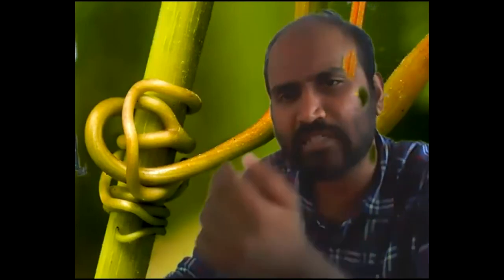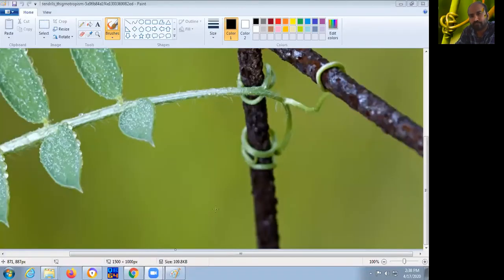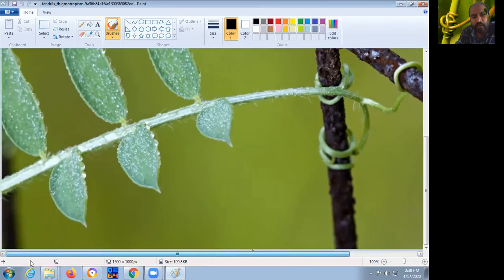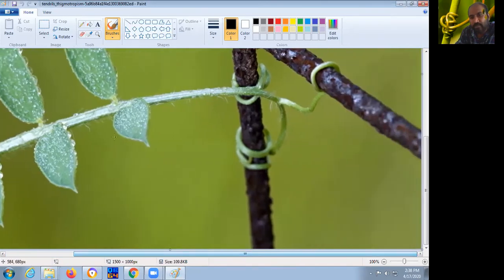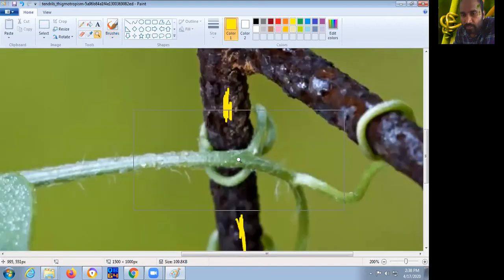Now we'll discuss thigmotropism. My background image itself is also one type of thigmotropism, but I will show another picture. One second. Here you can see the leaf, the weak stem, actually comes in contact with a solid surface. What is the solid surface here? This particular iron rod is the solid surface. So the plant comes here and comes in contact with the solid surface. When the plant comes in contact with the solid surface, what happens actually here?